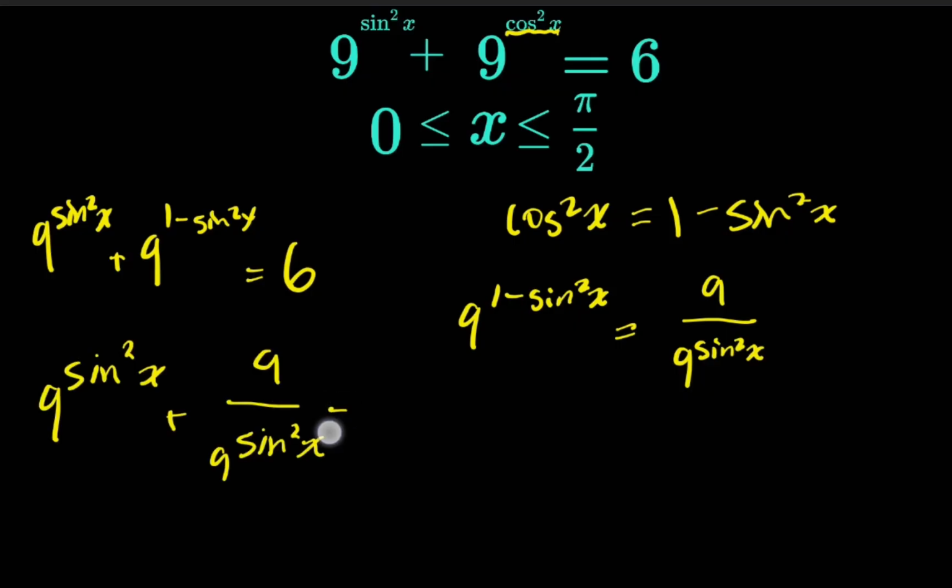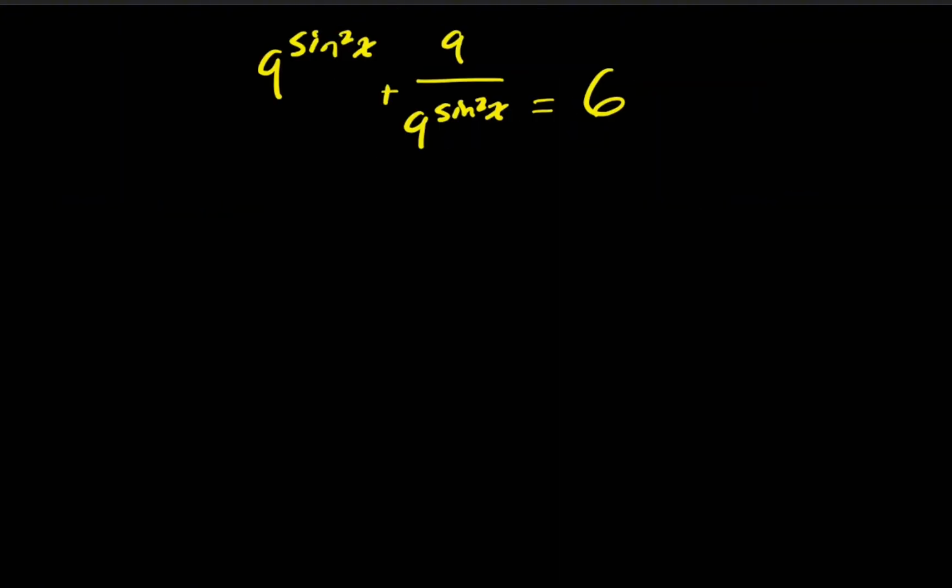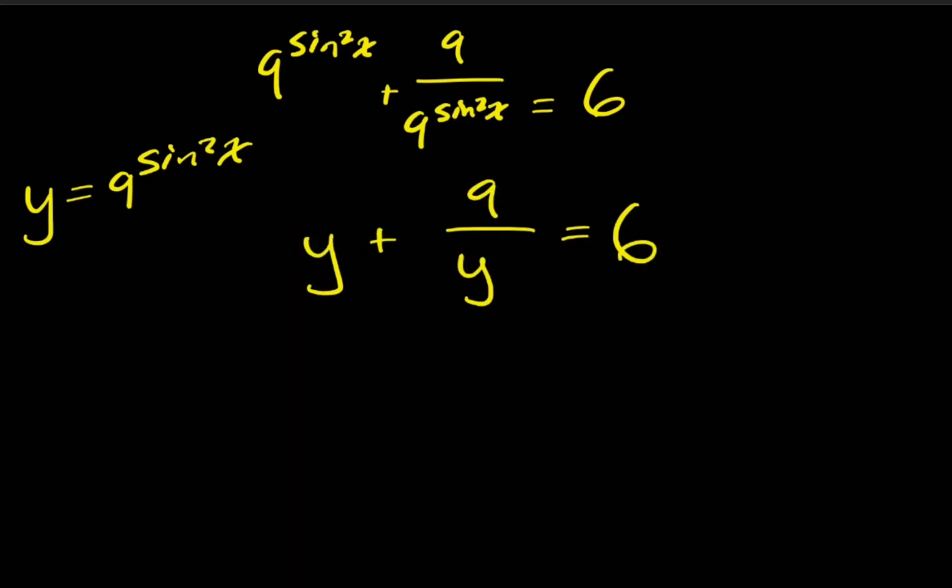And so now, what we have here is 9 to the power of sine squared x plus 9 over 9 to the power of sine squared x equals 6. Now, to make this look a little simpler for our eyes, let's set y equal to 9 to the power of sine squared x. And let's plug that in. So we get y plus 9 over y equals 6.